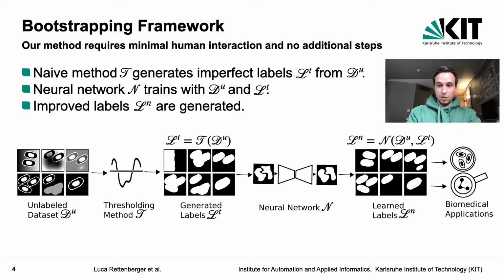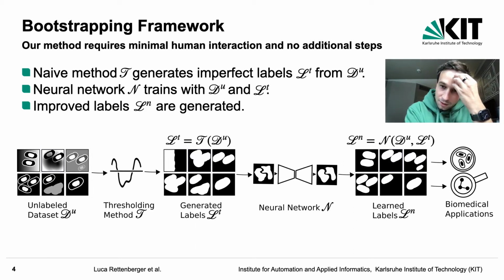And those generated labels, they're quite imperfect. They can be very, very bad, but they are plugged into a neural network N, which can be any ordinary neural network. And we train the neural network with the dataset D_U and those imperfect generated labels L_T. And now the magic happens in that case, since the neural network N will usually, and we've conducted several experiments which show that, will usually generate better annotations than those provided by T.